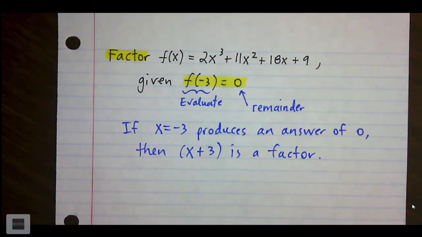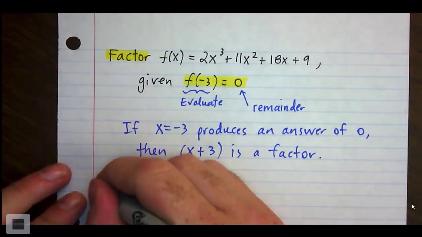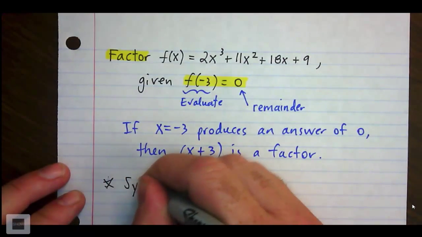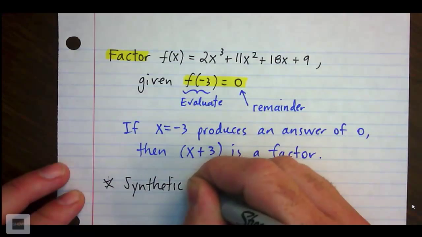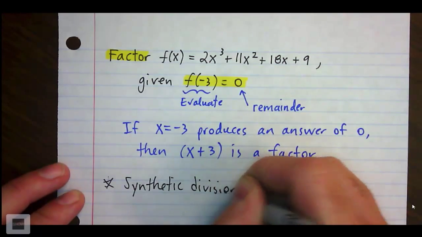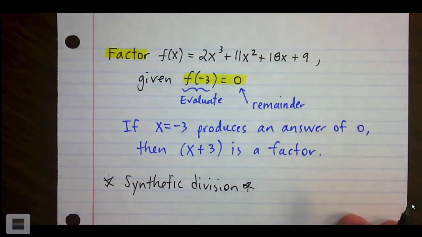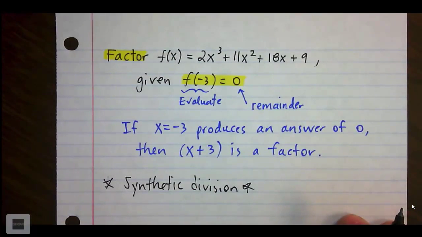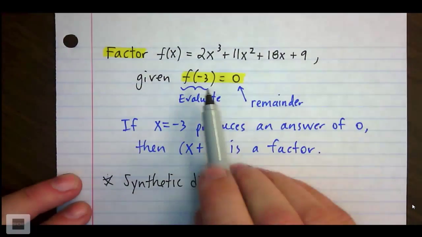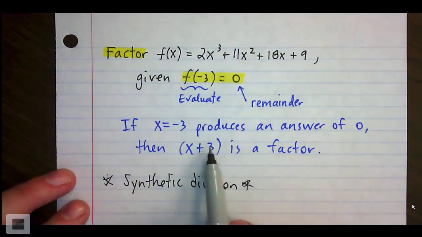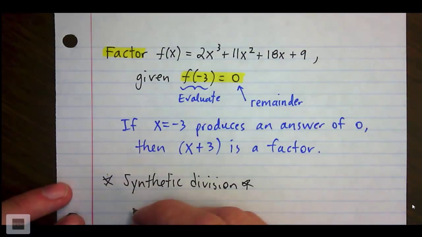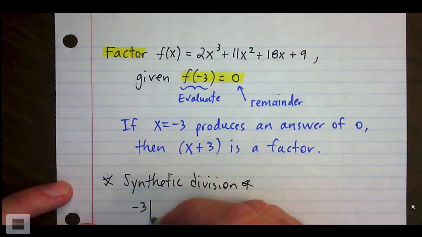So what I want to do is synthetic division. We're going to use this factor theorem to help us with the following problem, and we're going to use the synthetic division to actually do the work. So since negative 3 gives us 0, that means x plus 3 is a factor, so I'm still going to use negative 3.